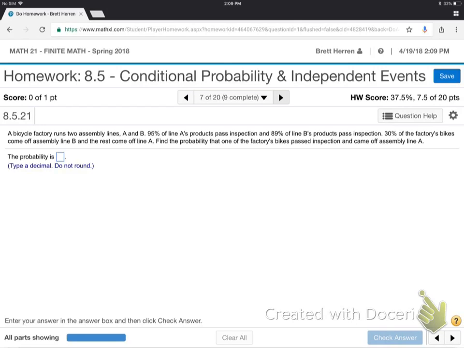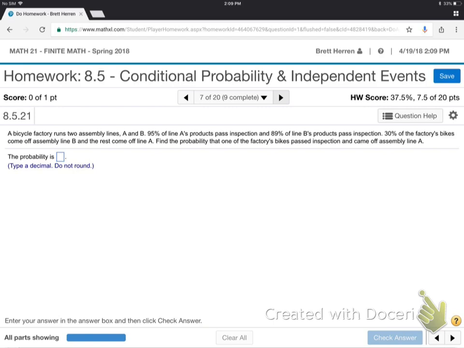A bicycle factory runs 2 assembly lines, A and B. 95% of A's products pass inspection, and 89% of line B's products pass inspection. 30% of the factory's bikes come off assembly line B, and the rest come off line A. Find the probability that one of the factory's bikes passed inspection and came off assembly line A.